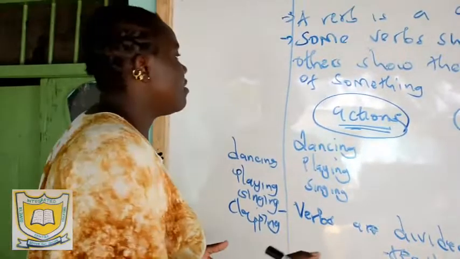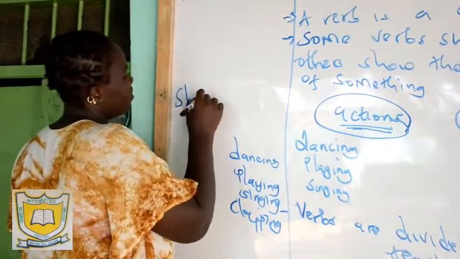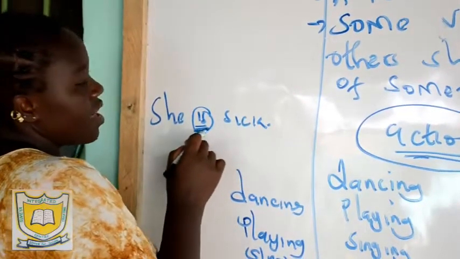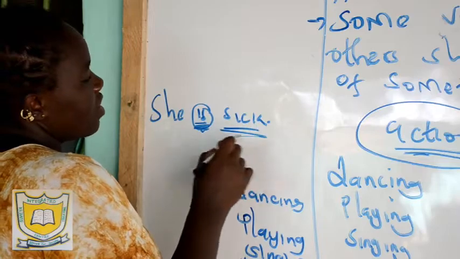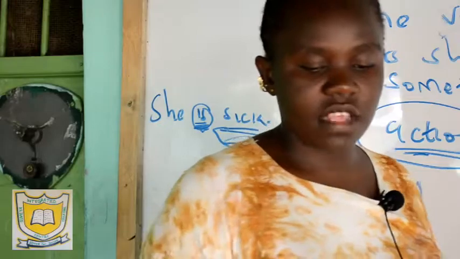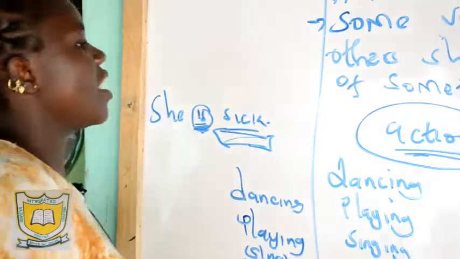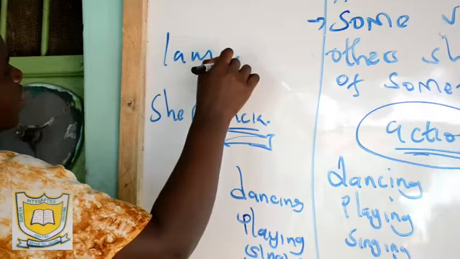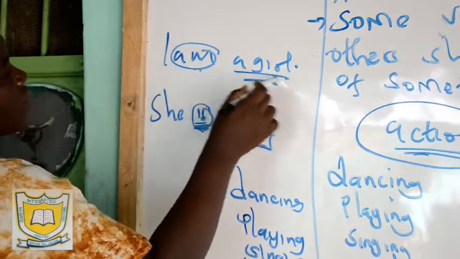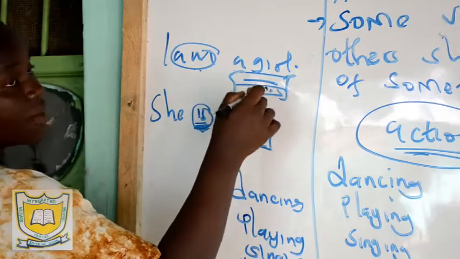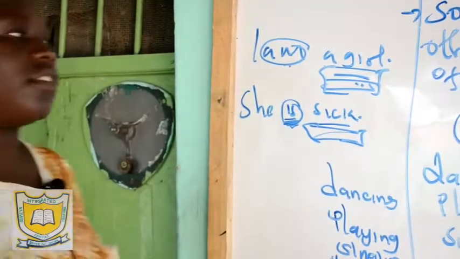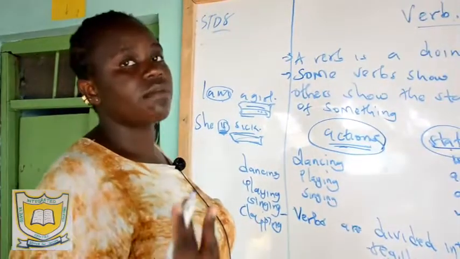These are actions. And then some verbs show the state or condition of something. For example, we can say she is sick. She is sick. So is here is acting as a verb, and it shows the state of that person, or the she in the sentence, being sick. Or we can say I am a girl. I am a girl. So am is the verb, and it's showing the state of me being a girl, or being female.